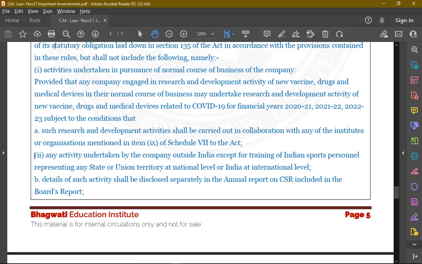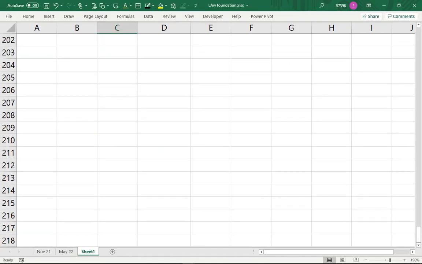The second point is very interesting. It says any activity undertaken by the company outside India. Now this is actually very interesting. Generally, CSR does not contain any activity carried out outside India. Anything we have spent outside India will not be considered as CSR. But here there is an exception.